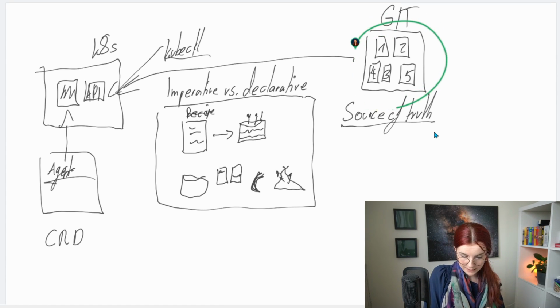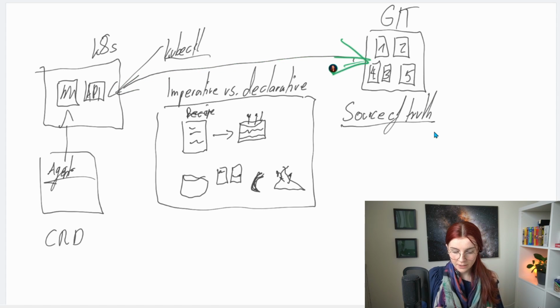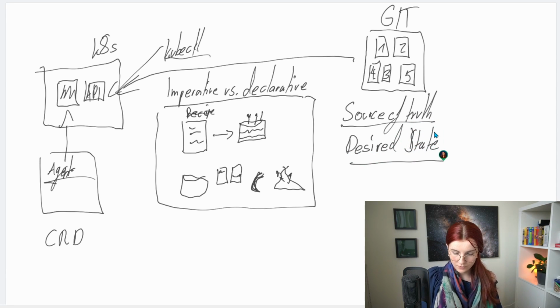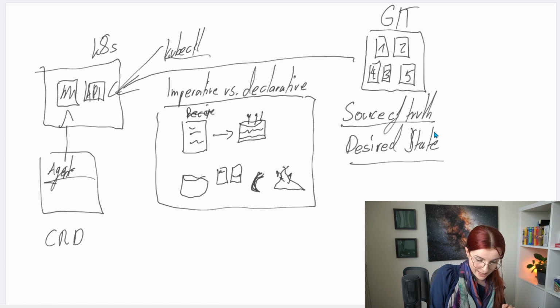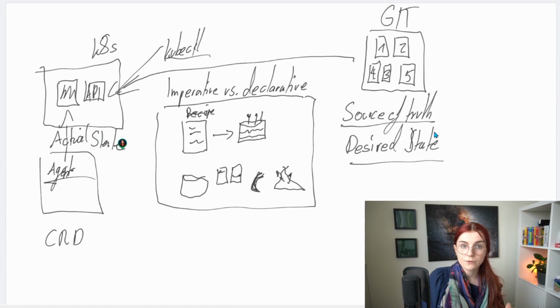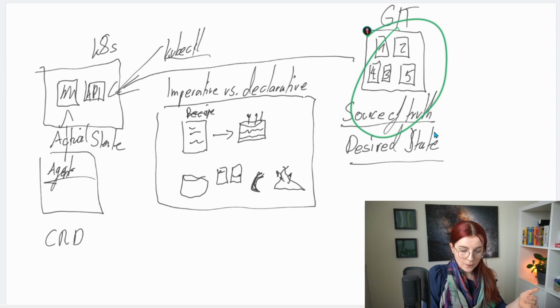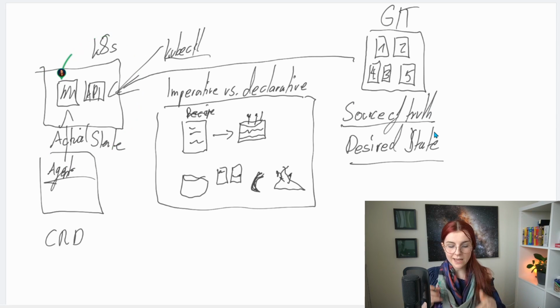So we tell the agent, please monitor that. And the agent is going to keep track of the desired state within our cluster. The source of truth is the desired state, and we want the desired state to be the actual state within our cluster. So we want to ensure that the agent is able to pull the desired state from Git and deploy it within our cluster as the actual state. So the desired state and the actual state are always the same.